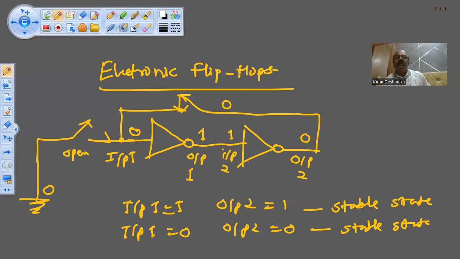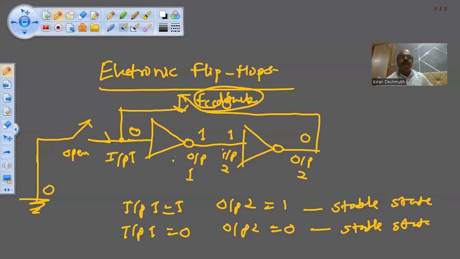In this way, you can build an electronic flip-flop. This is the simplest way of building an electronic flip-flop. But here the problem is we don't have any control over the stable states. We have to open the input switch, then connect the feedback switch. This is nothing but the feedback switch. Feedback means we are connecting output to the input. That is called feedback. So there is not much control in this electronic flip-flop.